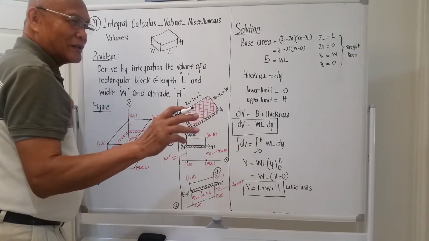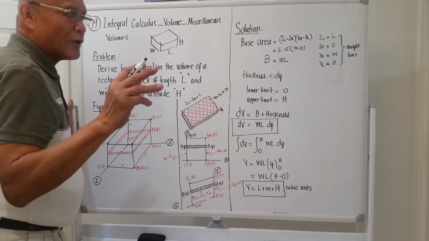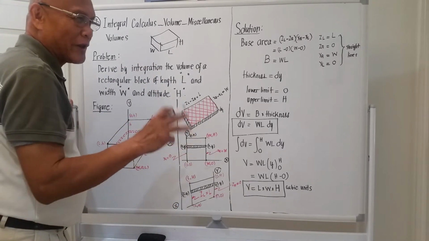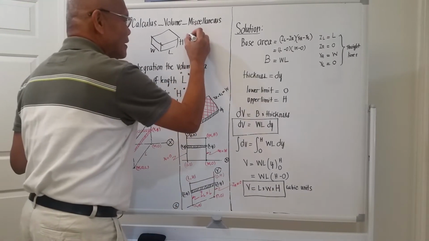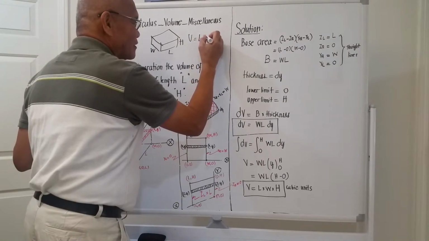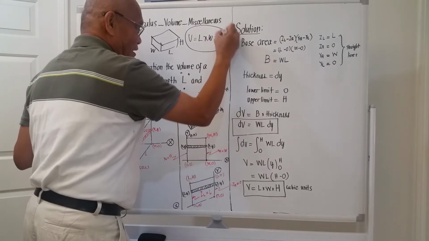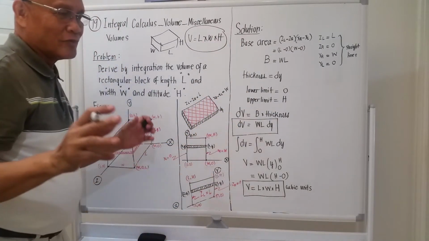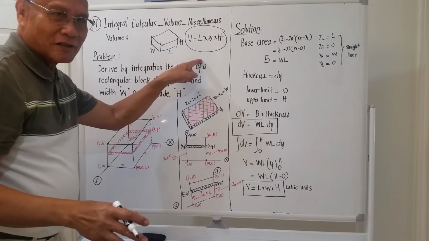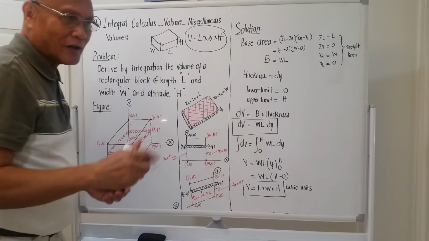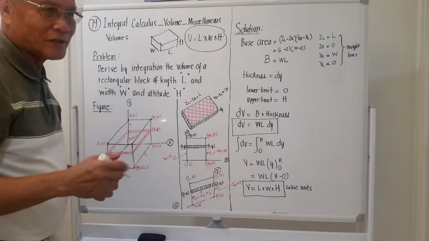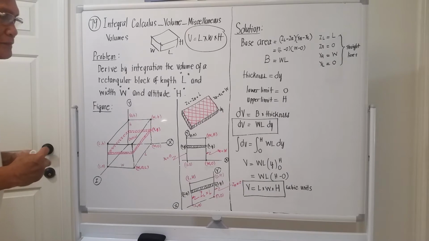Actually, under lower mathematics, we always use that the volume of a rectangular block is length times width times height. But not everybody knows that this formula actually originated from integral calculus. It was derived from integral calculus. Okay, let's proceed.